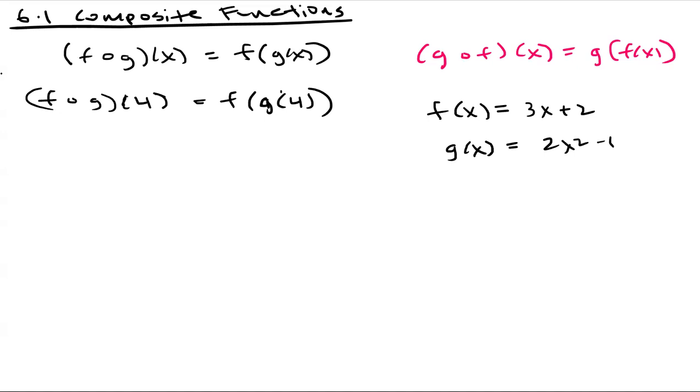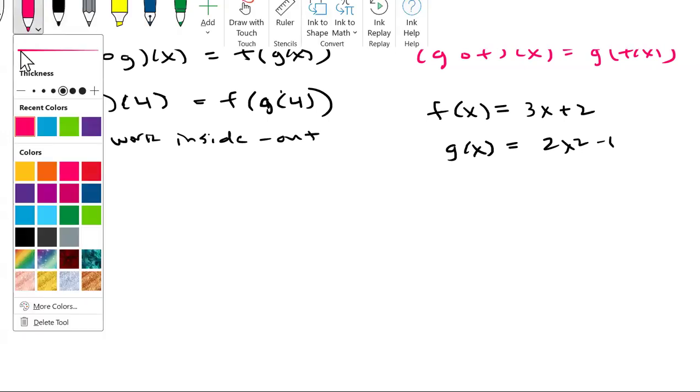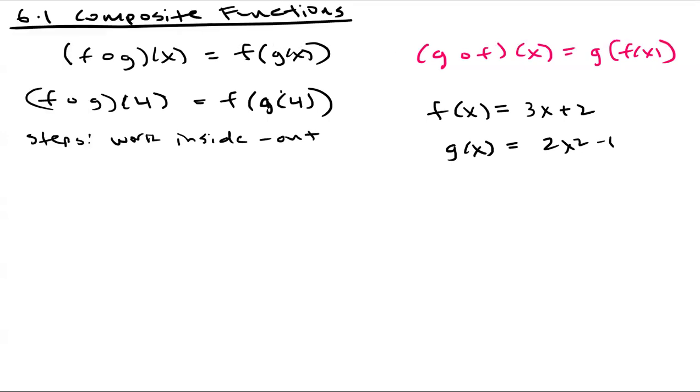Okay. So how do we solve this? The steps are, we work inside out. We focus on the inside and then we work on the outside. So in this case, it wants me to find out what g of 4 is. It wants me to find g of 4. So that's what I'm going to do first.